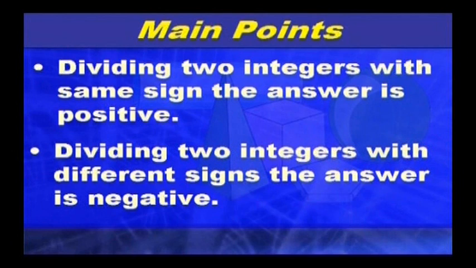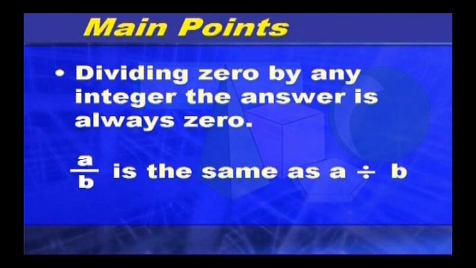Okay, we have dividing two integers with the same sign. The answer is positive. Dividing two integers with different signs, the answer is negative. Don't forget that. You have the rule that you have learned in your previous lesson. Here I have prepared it given as in a written form. The third point, dividing 0 by any integer, the answer is always 0.